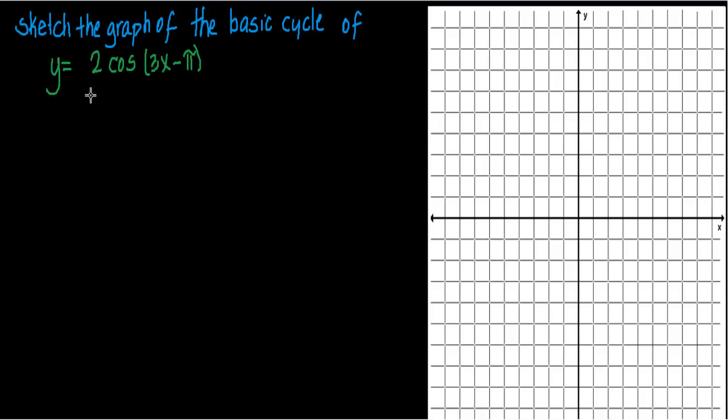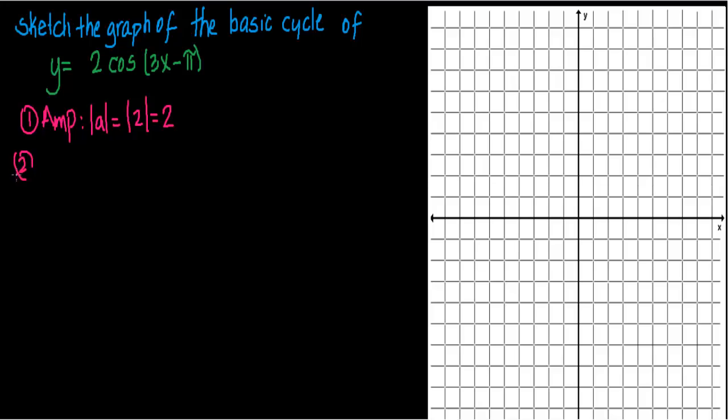In this example, we're going to sketch the graph of a basic cycle for this function. Our first step is to find the amplitude. The amplitude is the absolute value of A, which in this case is the absolute value of 2, which is equal to 2. That tells me that the maximum value of this function is 2, and the minimum value is -2.